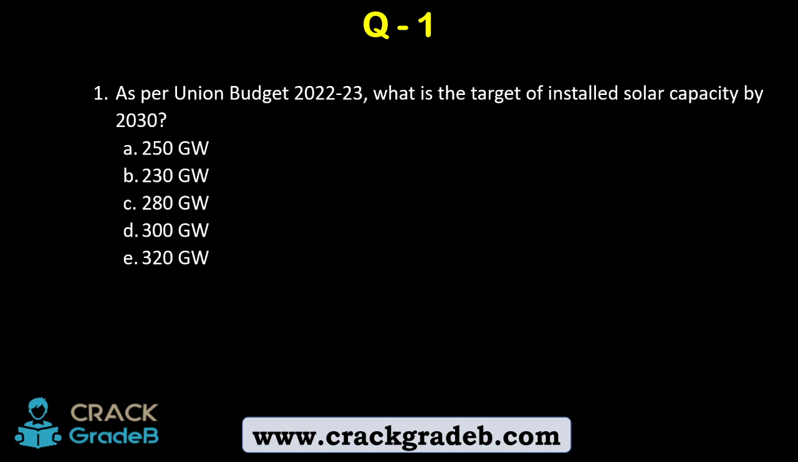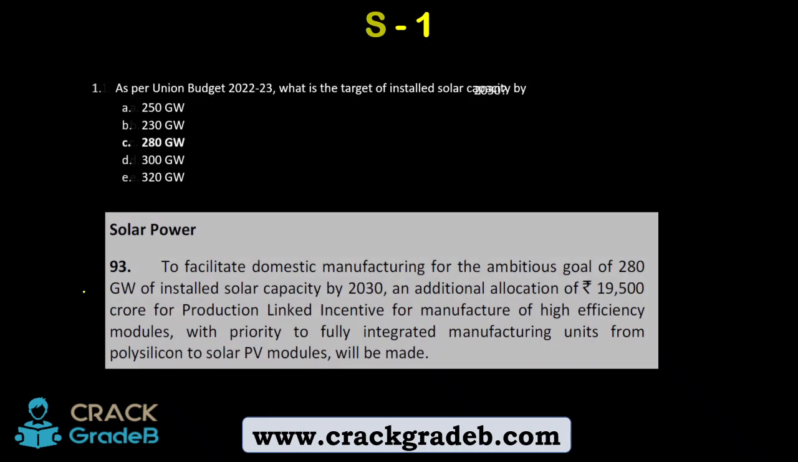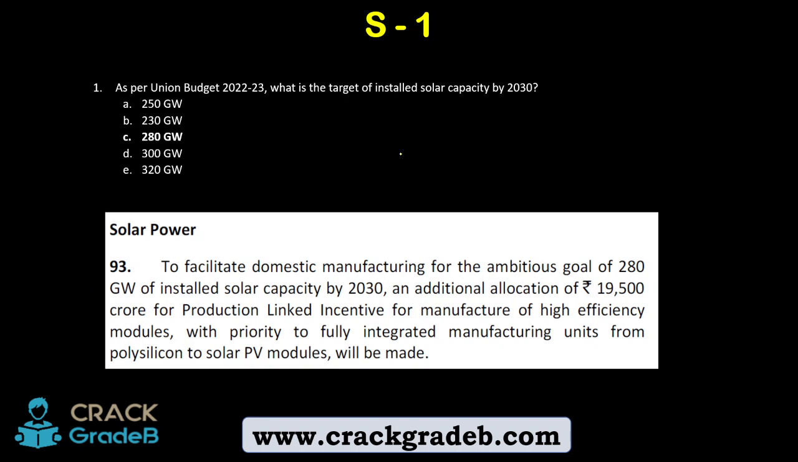Question number one. As per Union Budget 22-23, what is the target of the installed solar capacity by 2030? So you see, we start the lecture with our future. Our future is solar. In COP 26, we committed that by 2070 we will go carbon neutral, and by 2030 we will reduce our carbon footprint, right? So that's why we thought to start with such a good topic. Installed solar capacity: pause the video and try to figure out the answer. So it's 280 gigawatts, right?